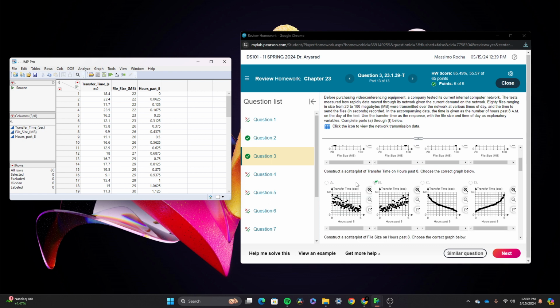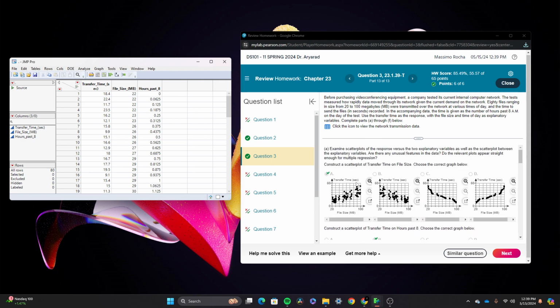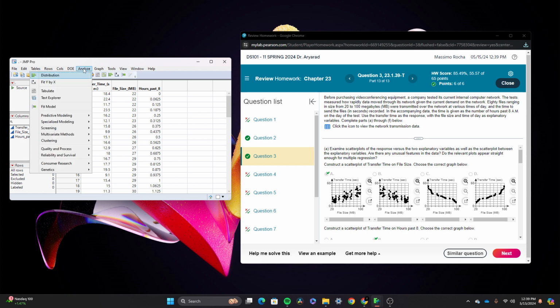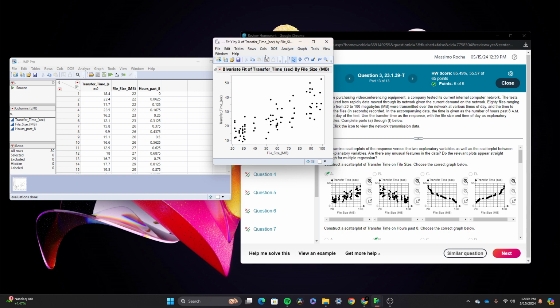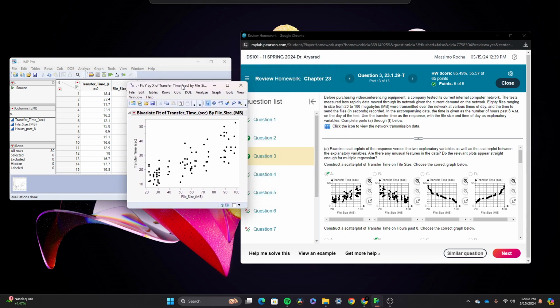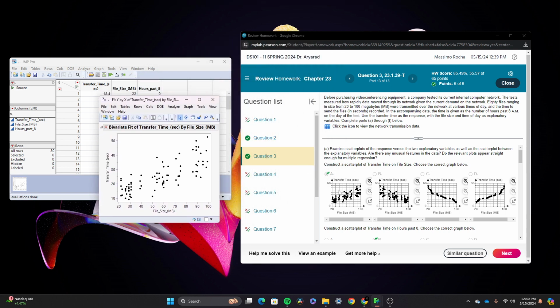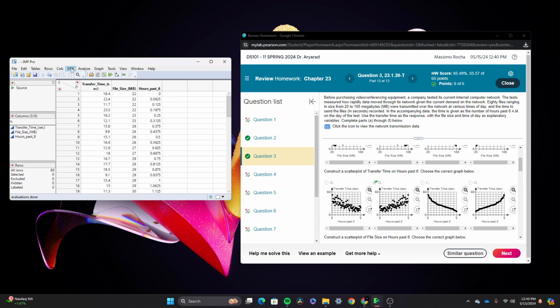So, the first few questions here, just constructing scatter plots. See, we do file size as x, transfer time as y, and just for these, you're just gonna have to compare to the answers. Which one looks the most similar to this? This one right here. That's why it's A. Same goes for the other ones.